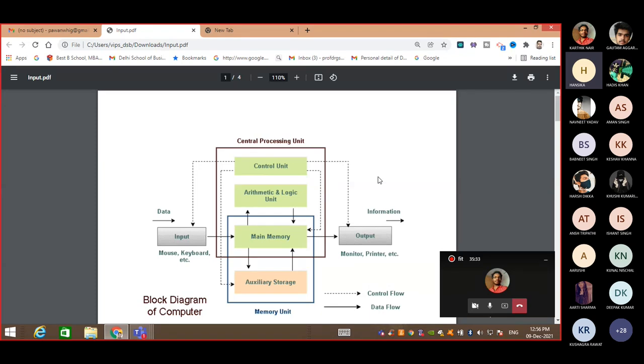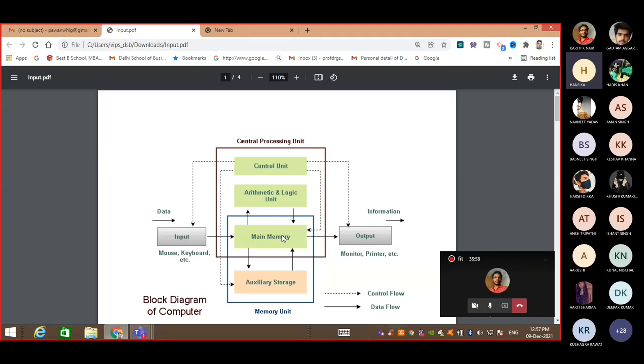RAM is responsible for taking most of the data. As I told you, the data has to be sent to the ALU and processed and so on. And what is the function of the hard disk? The hard disk has the function only to store the data, because ROM or RAM are very limited in size. They can't handle so much data.